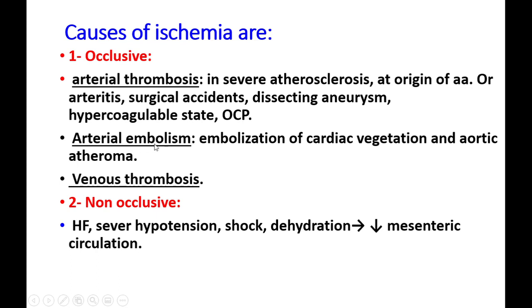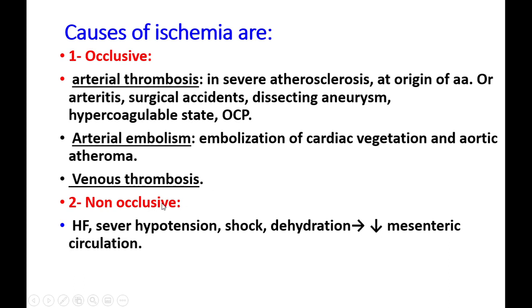Arterial embolism, arterial embolus from cardiac vegetations or aortic atheroma. So thrombosis is thrombus formation at the site of the atherosclerotic plaque, and embolism is propagation of a thrombus or embolus from heart vegetations and aortic atheroma. And also venous thrombosis, arterial and venous thrombosis.